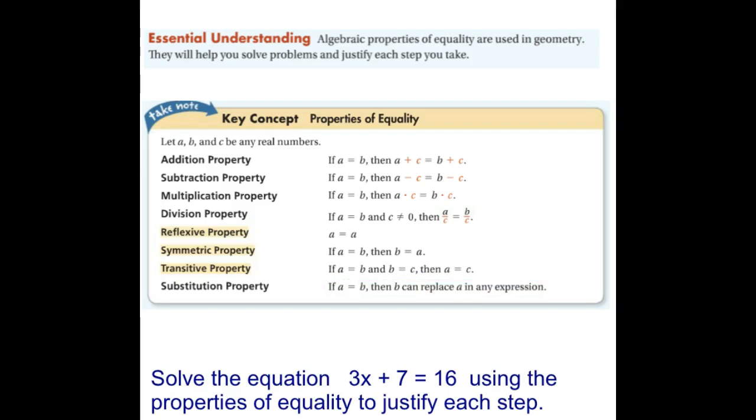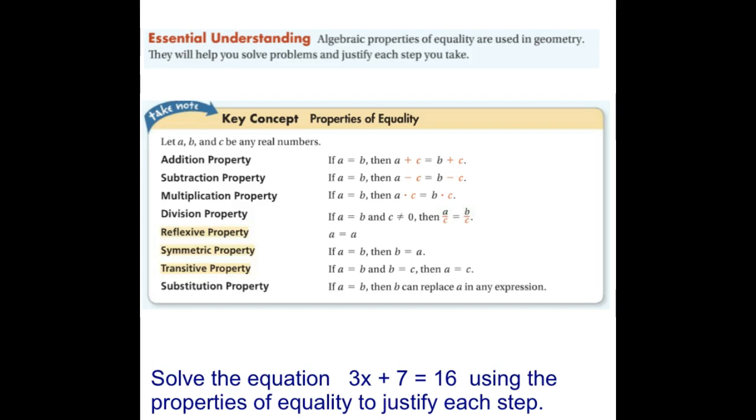And then next up here we have the substitution property. It says if A equals B, then B can replace A in any expression. So this allows us to say, hey, at the very beginning we were told x equals 10. I'm trying to solve for y. I can go plug that 10 in for x. We use this one pretty frequently as well.